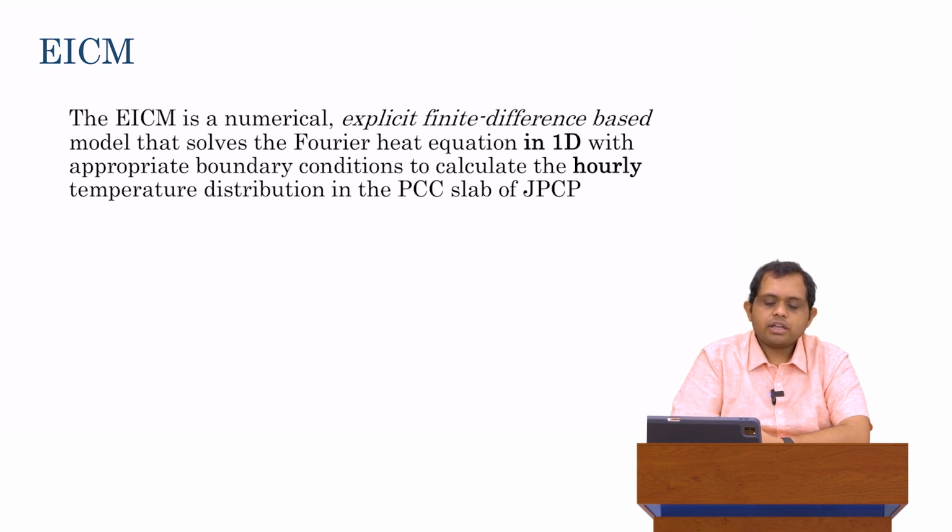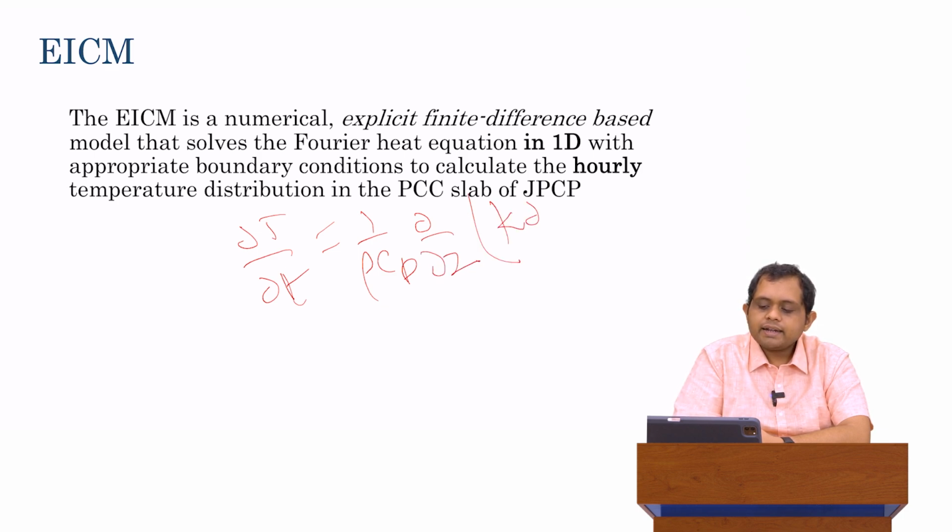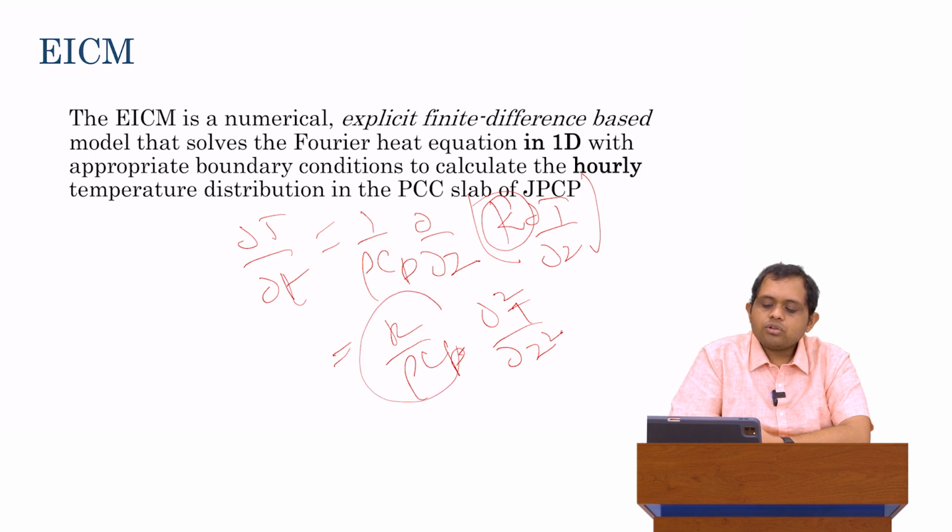By the way, the equation in 1D becomes like this: del T over del t is equal to 1 over rho Cp times del over del z, because now it's a 1D equation, of K del T over del z. And if you assume that K is constant for a particular layer, we can take it out and we get this is equal to K over rho Cp into del squared T over del z squared. K over rho Cp, sometimes we give this the symbol alpha, which we call the thermal diffusivity.